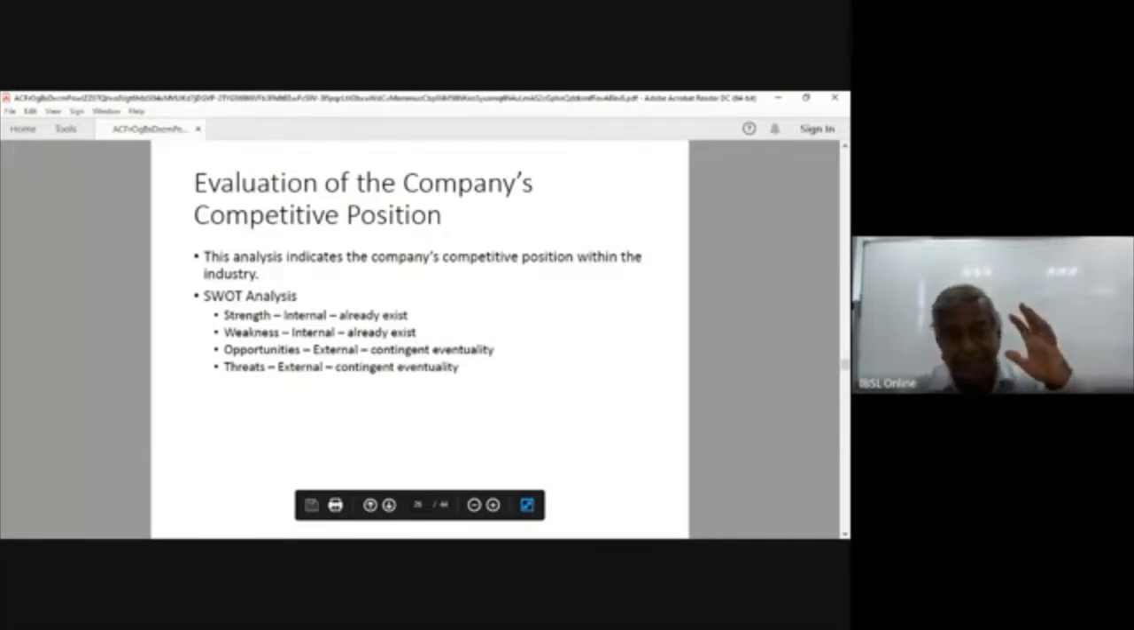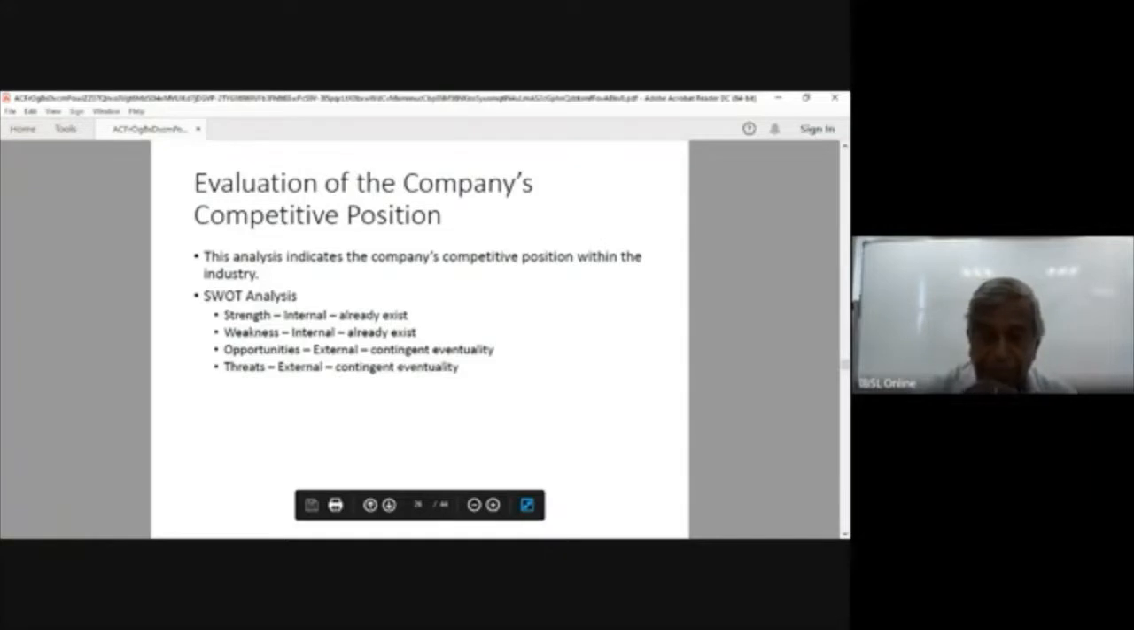Overall condition of the industry you have to decide. Now you are coming to your customer who is operating within the industry. Evaluation of the company's competitive position within the industry. Where is your customer within this particular industry? This analysis, the company's competitive position within the industry. So to see that one, we'll be doing a SWOT analysis. SWOT means strengths, weaknesses, opportunities, and threats in regard to your customer within the industry. We do it, SWOT analysis.